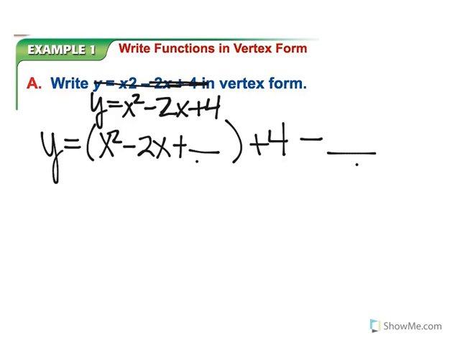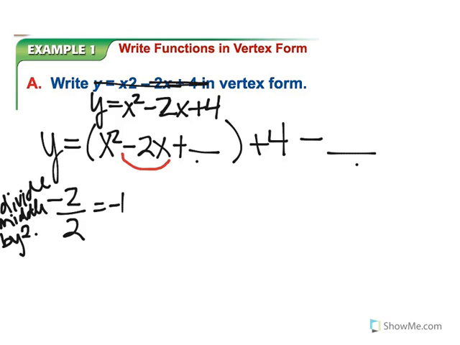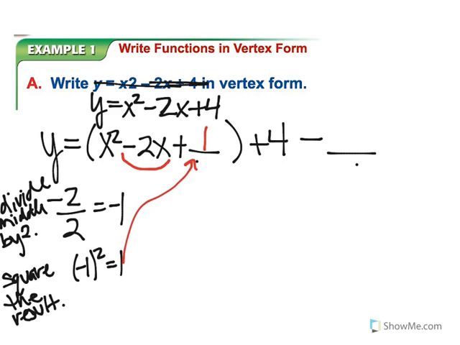Now, in order to figure out what needs to go in those blanks, we're going to take this middle number that's attached to my x value. We're going to take that and divide it by 2. And that gives me -1. And then we're going to take that and square the result. So -1 squared is 1. So that means I'm going to plug in a 1 into this blank and a 1 into this blank as well. Now I can factor my parentheses.